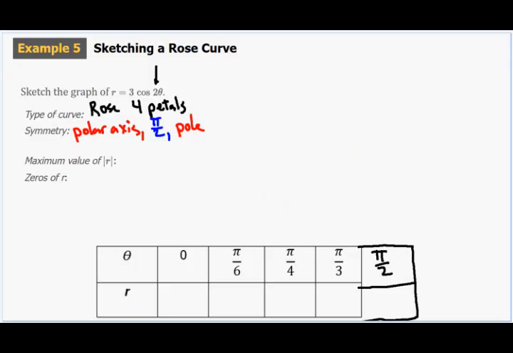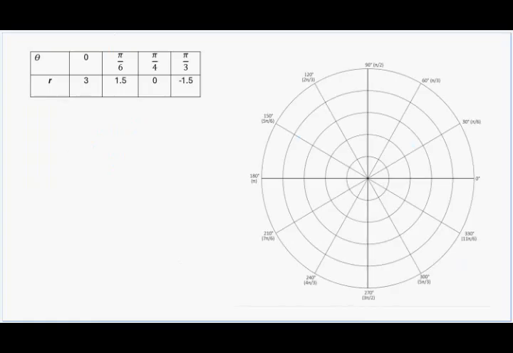All right, so in class, we would get out our TI-89 calculators, and we would start plugging in some values. So 0 goes in, 3 comes out. Pi over 6 goes in, we get 1.5. Pi over 4 goes in, we get a 0. Pi over 3, our output is negative 1.5. And then finally, for pi over 2, we get negative 3. So there's our points. It's not many for a 4-petaled rose, but we have 3 types of symmetry to aid us.